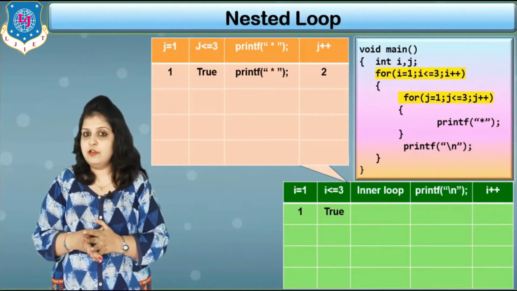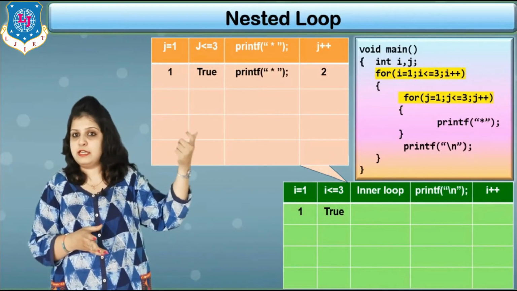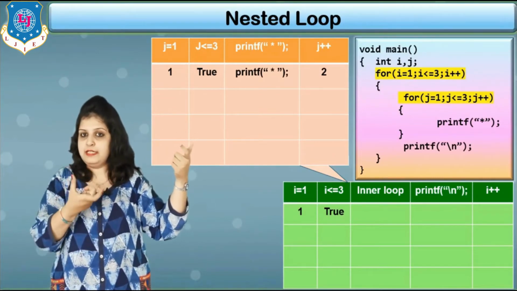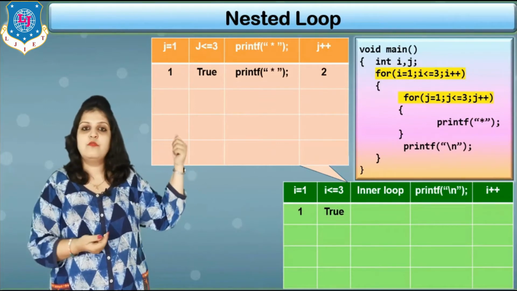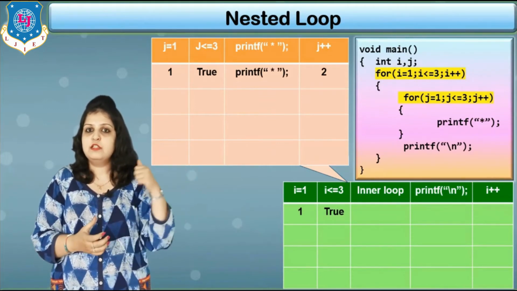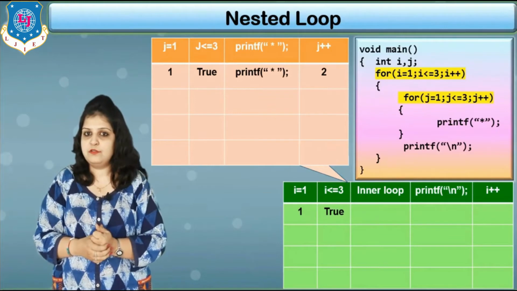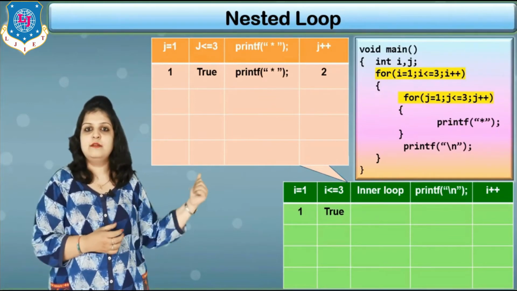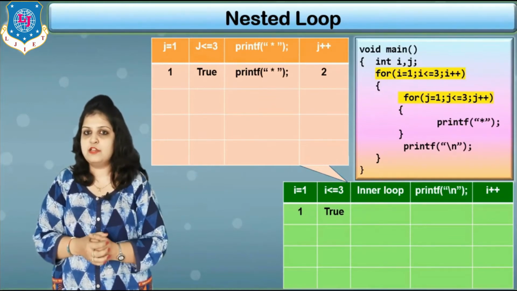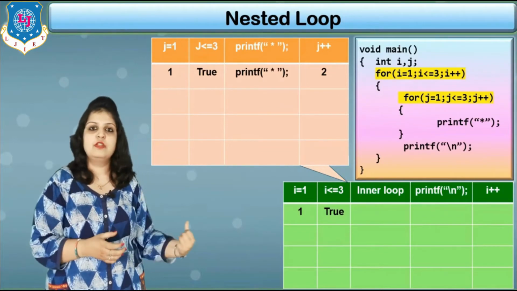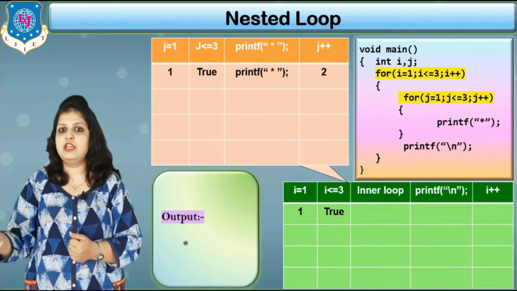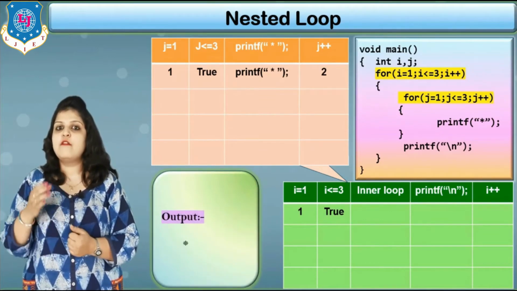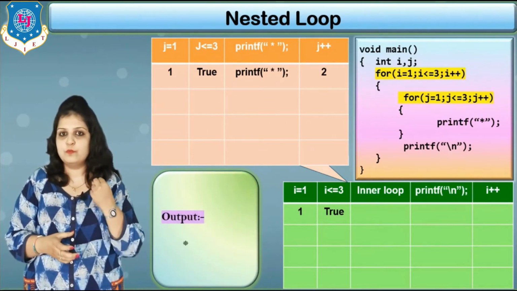And how will the nested loop be executed? For a single value of the outer loop, the inner loop will execute completely for 1, 2 and 3. So first of all j is equal to 1. Check the condition, 1 less than or equal to 3, the condition is true. Then the body of this loop will be executed, that is printf star. So in the output 1 star will be printed, and then j is incremented. So our next j value becomes 2.